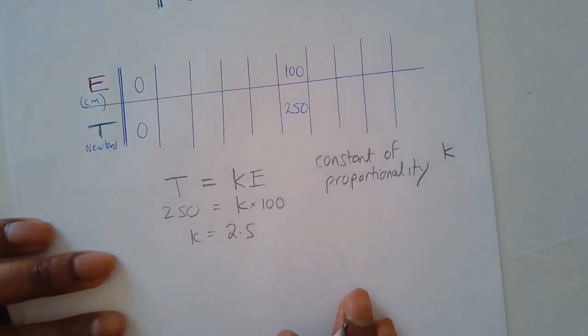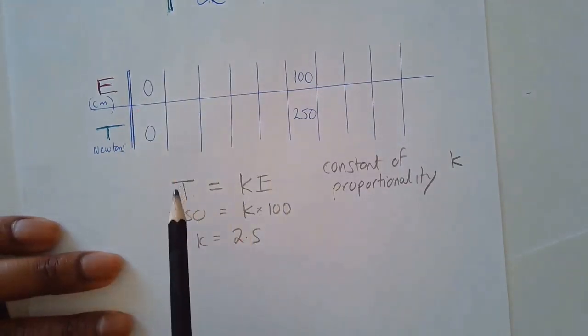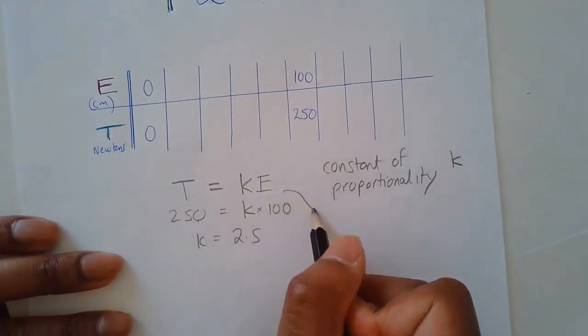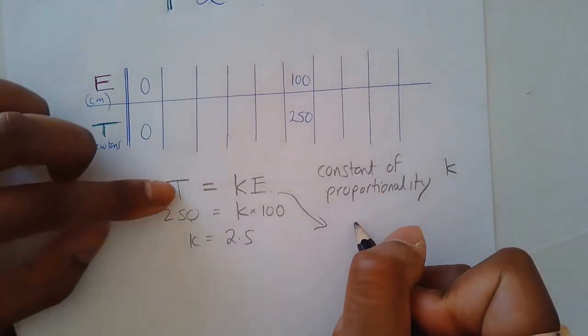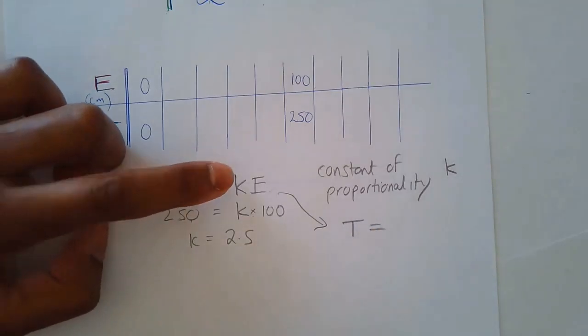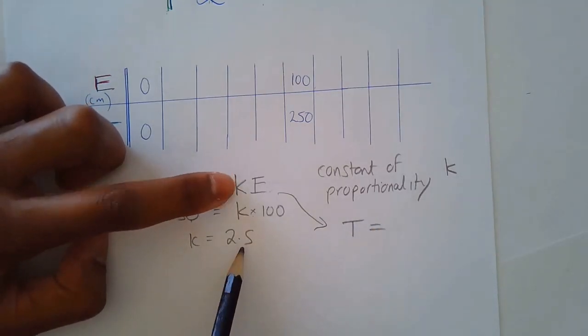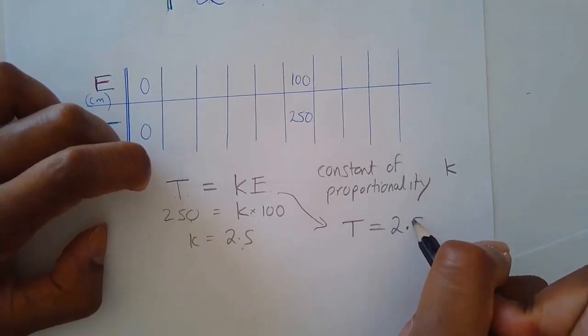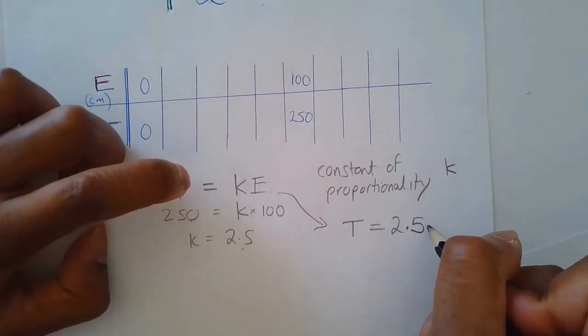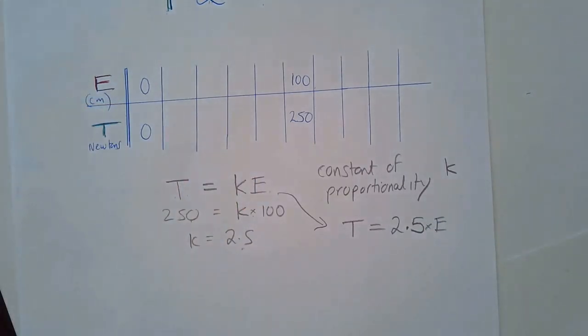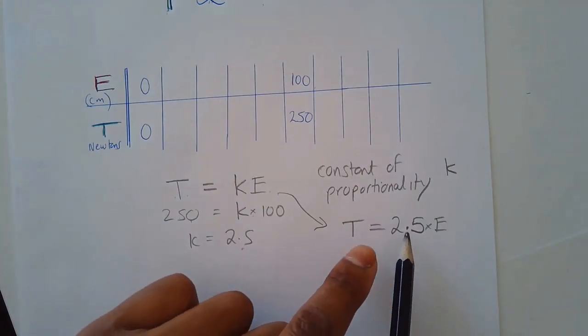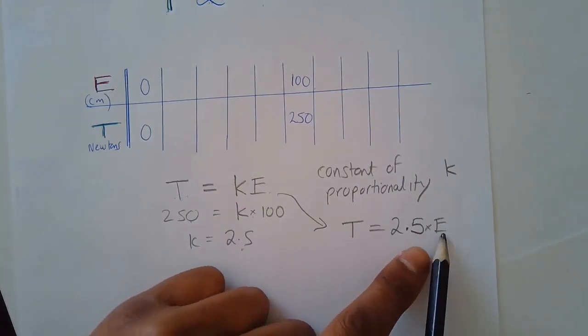So the formula connecting tension with extension goes like this. Tension is equal to, what's the value of K we just found out? It's 2.5, multiplied by extension. So now this formula connects extension with tension.